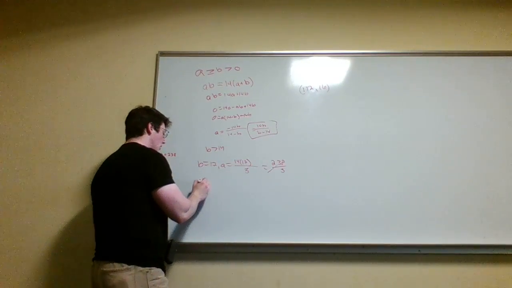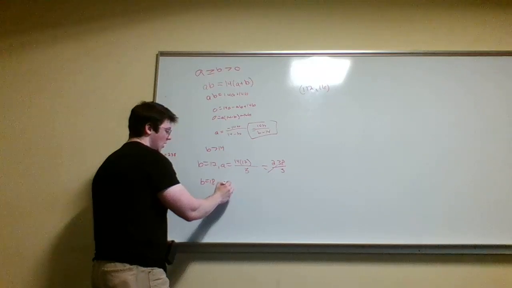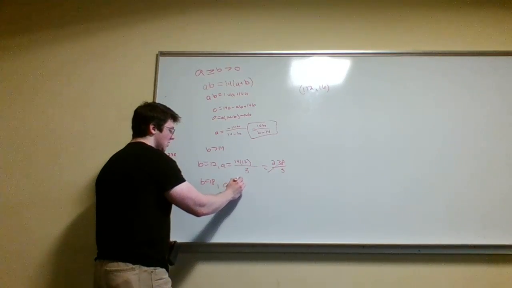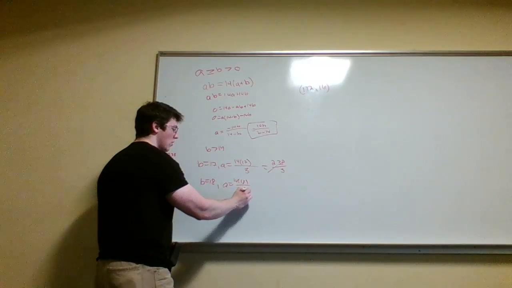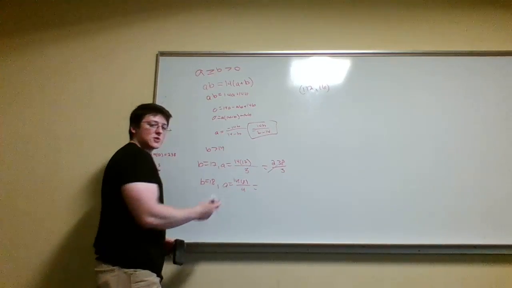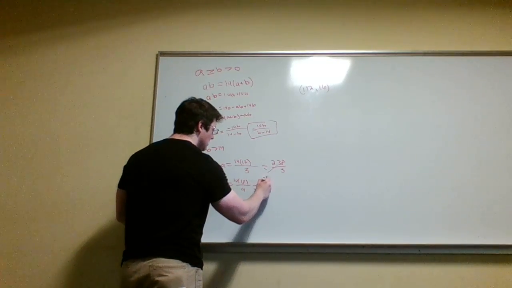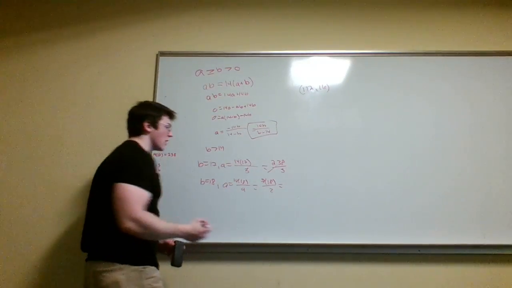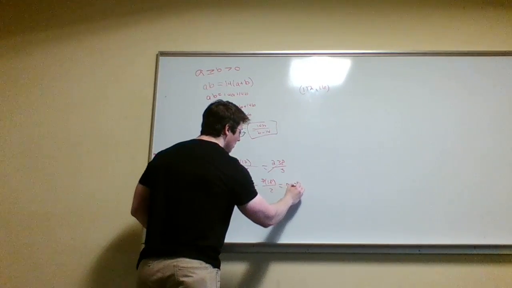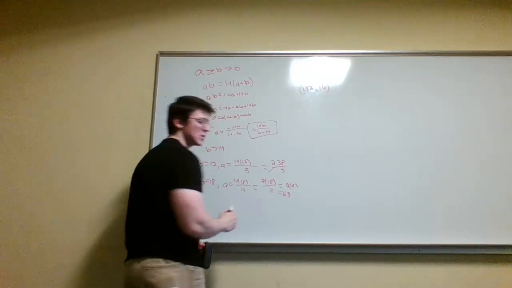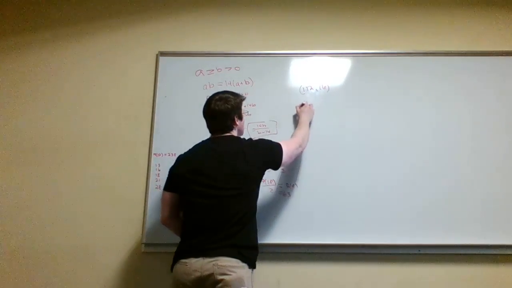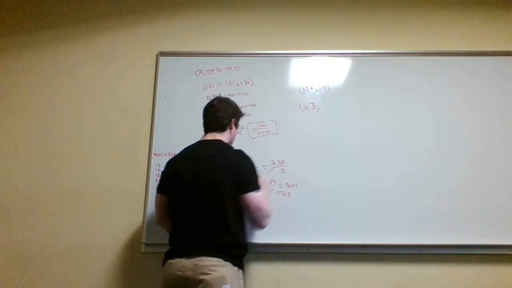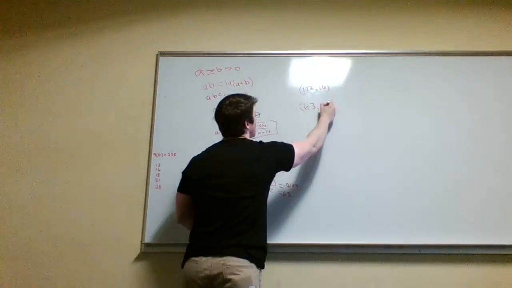Can B equal 18? Well, let's see. 14 times 18 over 4. 14 over 4 is the same thing as 7 halves. So 7 times 18 over 2, and we can divide 18 by 2 as well. So 7 times 9 is 63. Let's save a little bit of legwork there. So A can equal 63 when B is 18.